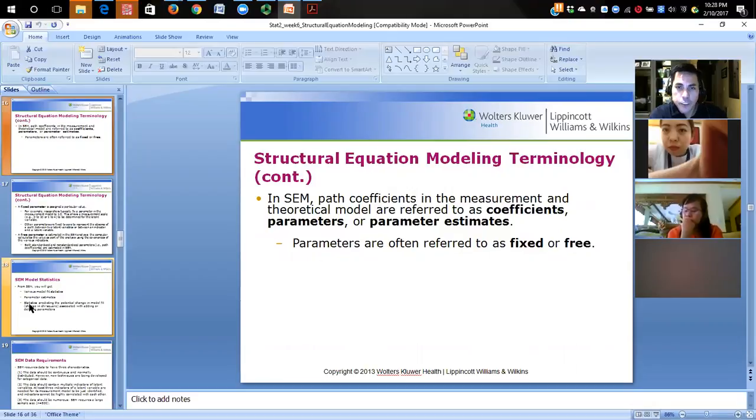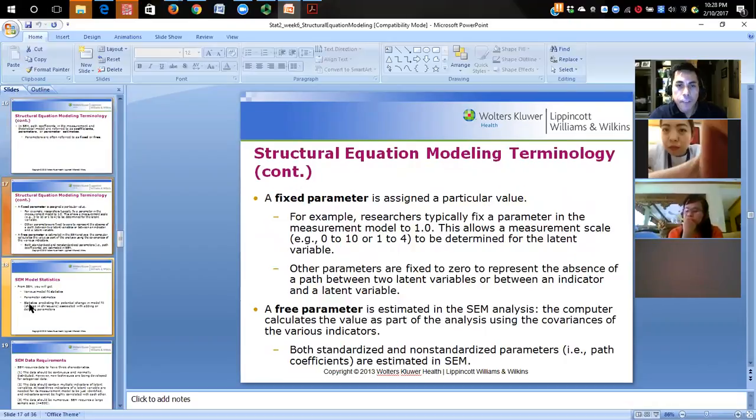So it's really fascinating to use structural equation modeling, but I have to admit that I haven't used this in any of my research. The parameters are often referred to as fixed or free. A fixed parameter, for example, is when you assign a particular value, whereas a free parameter is estimated in the structural equation analysis, and the computer calculates the value as part of the analysis. And it's using this covariance, like in ANCOVA, it has a covariance coefficient.